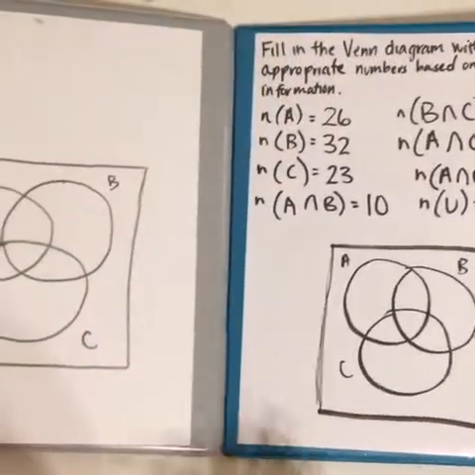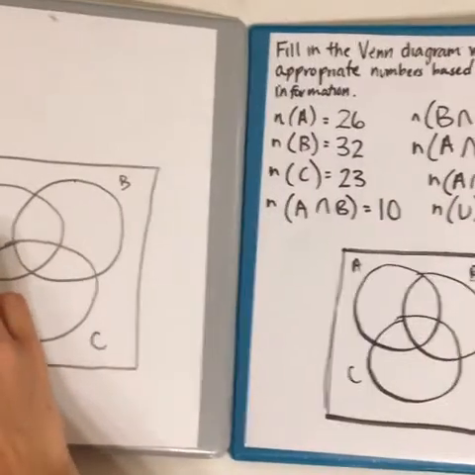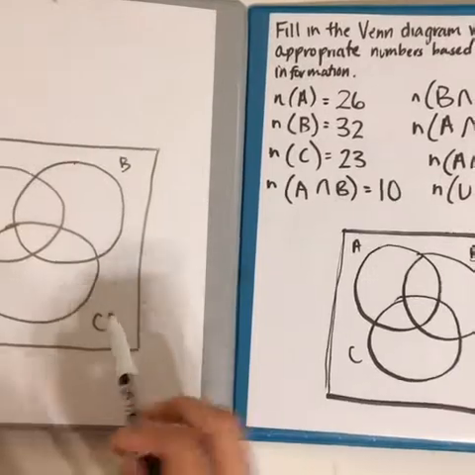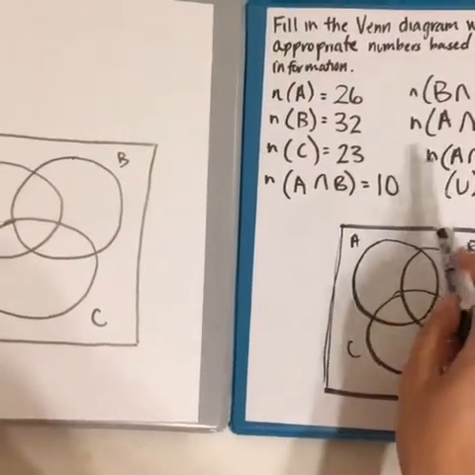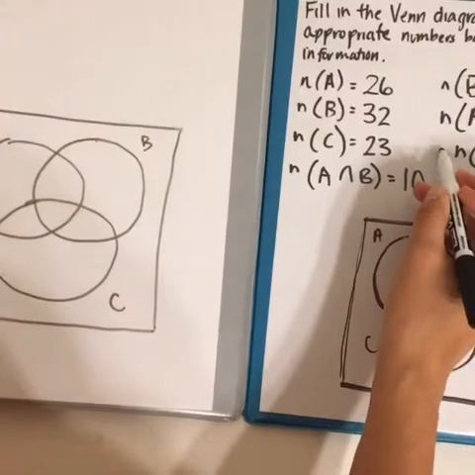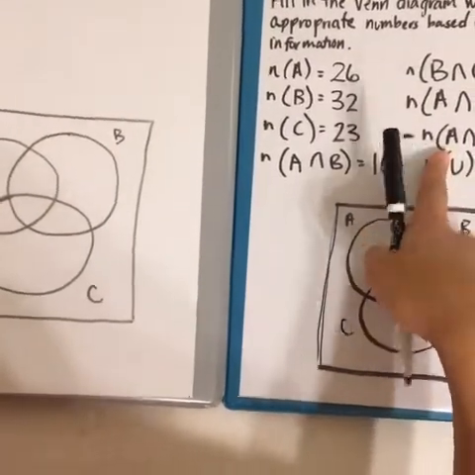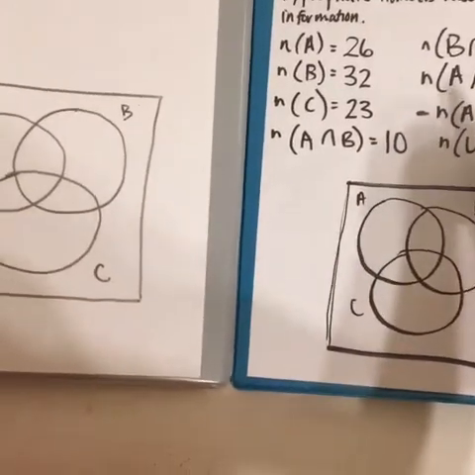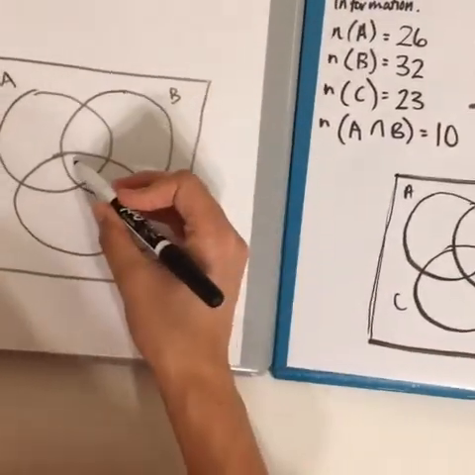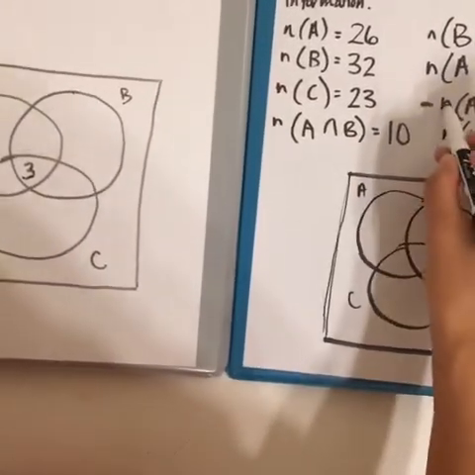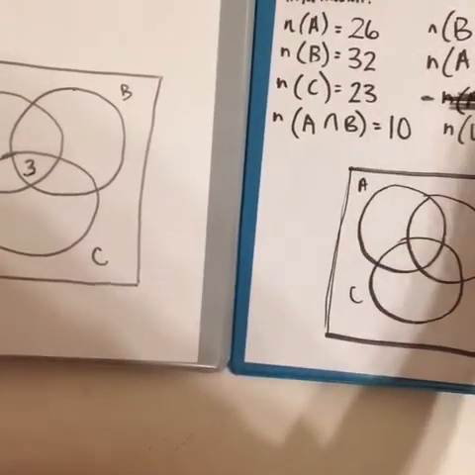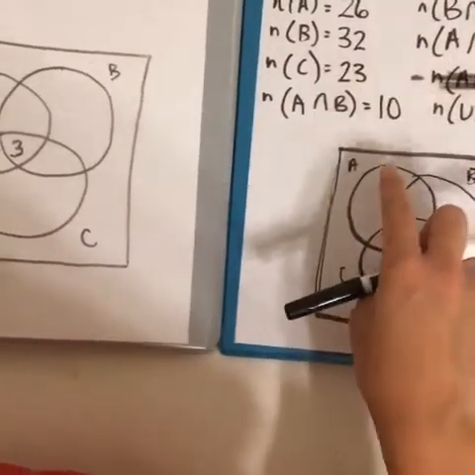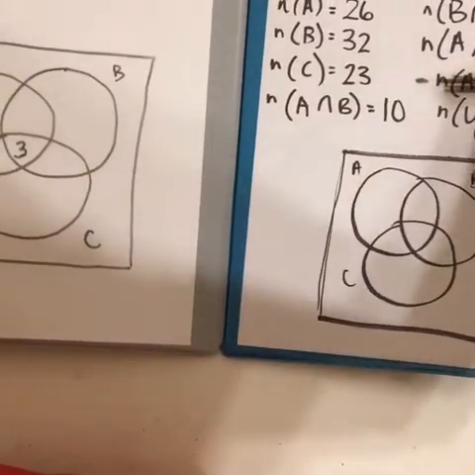Okay, now to start our problem, we first need to label each circle with A, B, and C. And to start at the very beginning, we want to look first at this one, which says the sets of A and B and C contain 3, which means it would go in the very middle of the circle. Now that we can cross that out, we can start looking at the intersections.